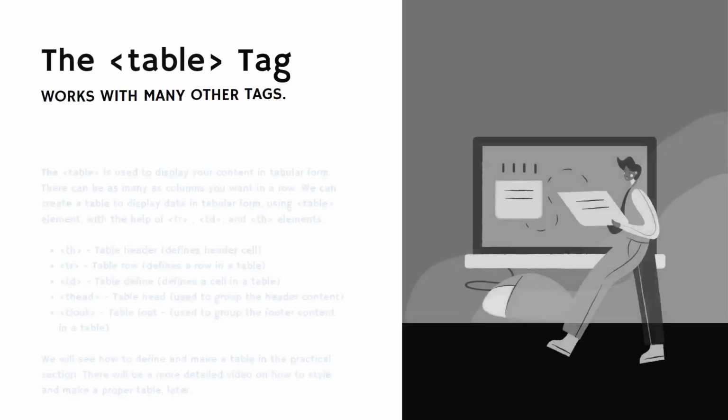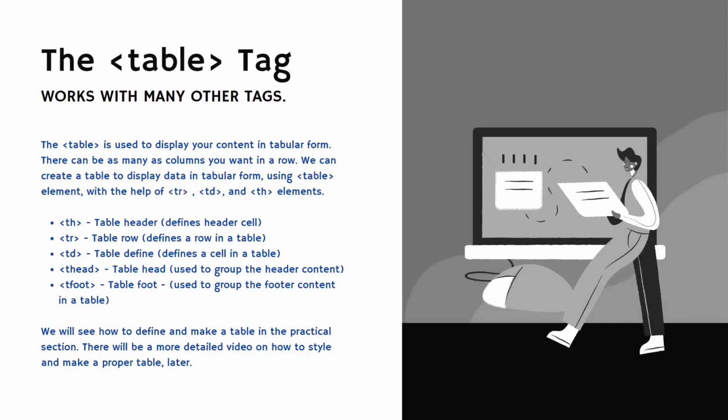The table tag. This works with many other tags. This is the most complex tag of today. The table tag is used to display a tabular column in your website. It works with th, tr, and td tags. Th stands for table header, which defines the header cell. Tr stands for table row, which defines the row in a table. Td defines the normal cell in a table.